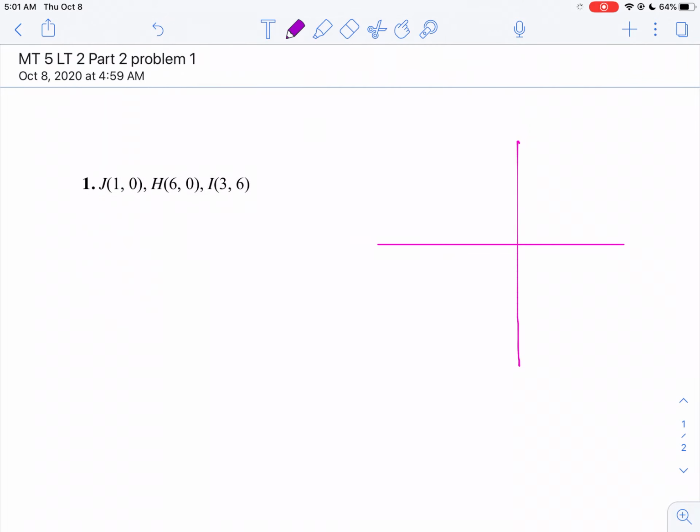But we just want a visual of it. So J is at 1, 0. H is at 6, 0. And I is up here at 3, 6.